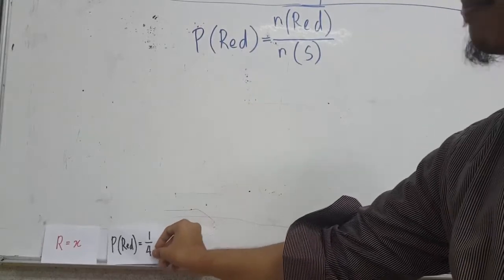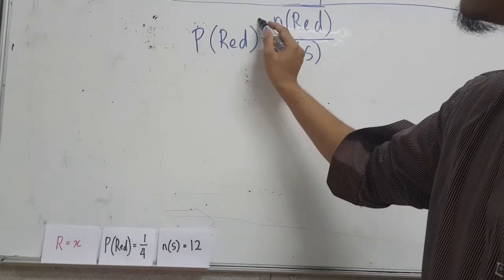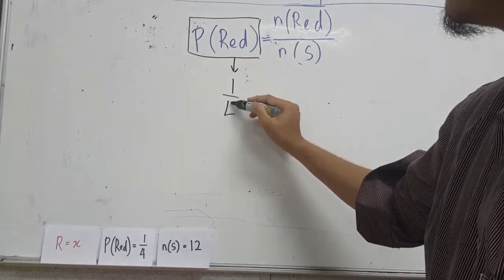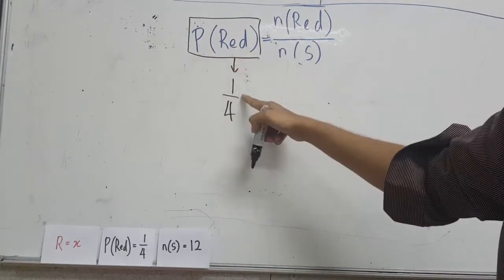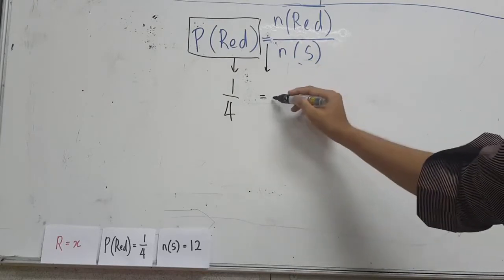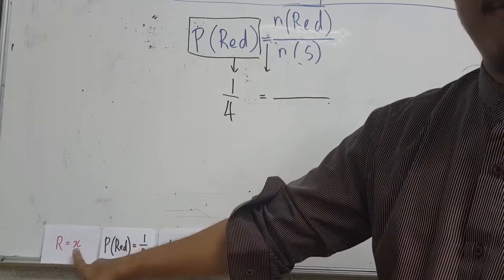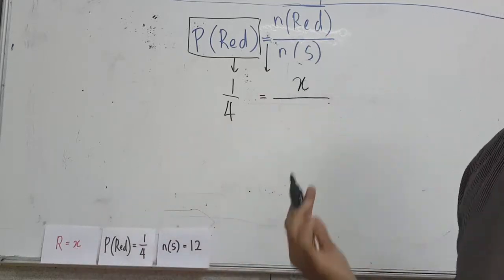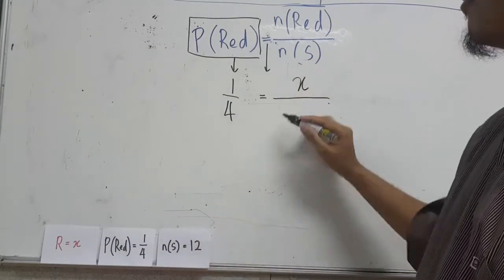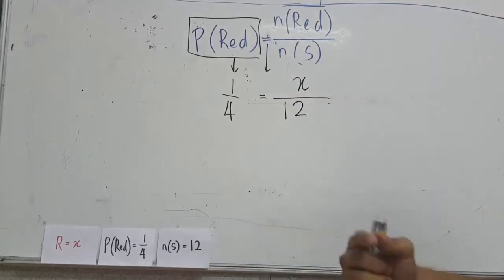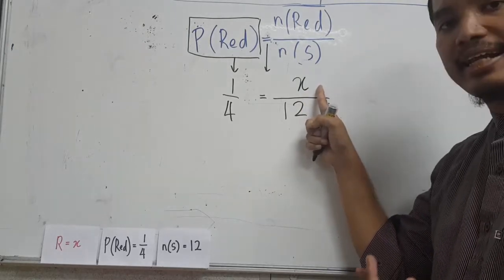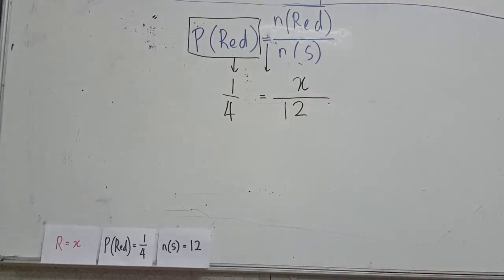So we can simply change this into 1/4, because the probability of red card is 1/4. We go down, it is equal to the number of red card over the number of all samples. The number of red card we don't have, so we put just X, we don't know. And the number of all cards, NS, is 12. So now we are going to find the value of X, which is the number of red card.